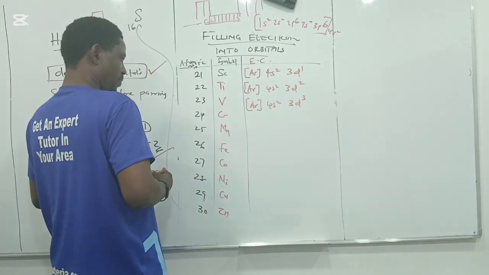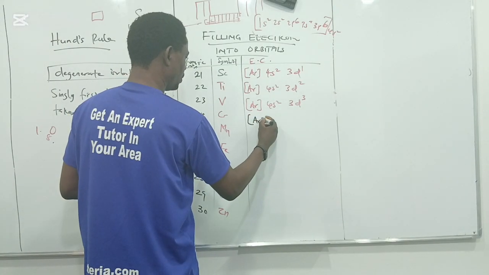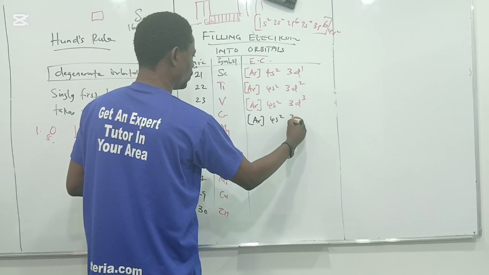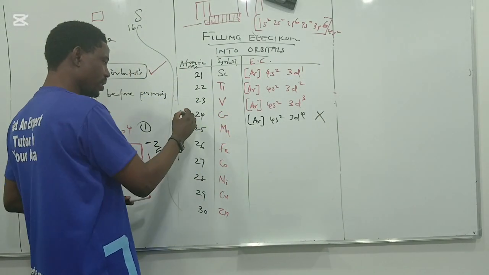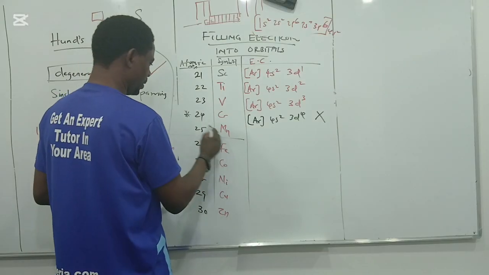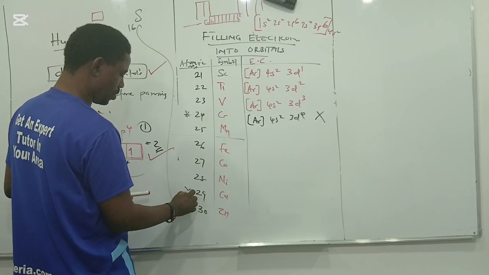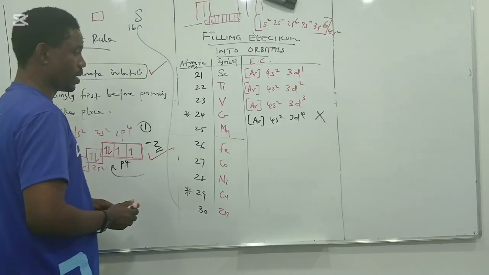3d3. Of course, you want to tell me that the next one will be argon, 4s2, 3d4. Wrong. This last one, please, let's start that. If you divide them into two like that, this one before and this one, copper, they both start with C. Let's just start it so that I can see what I want to do.